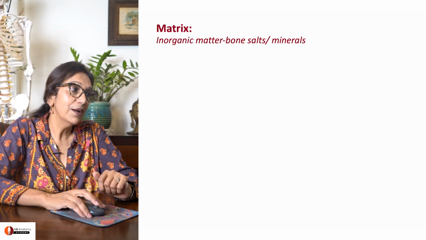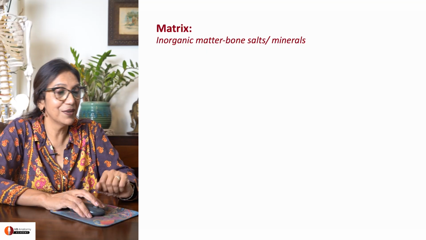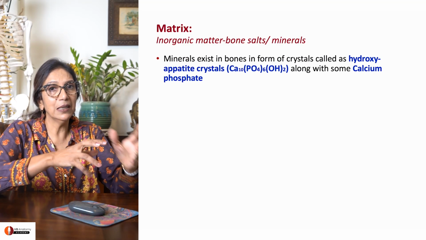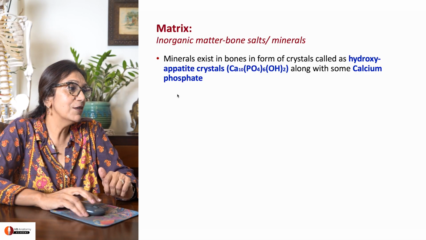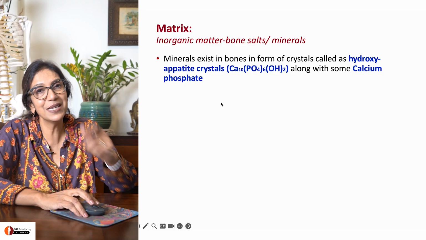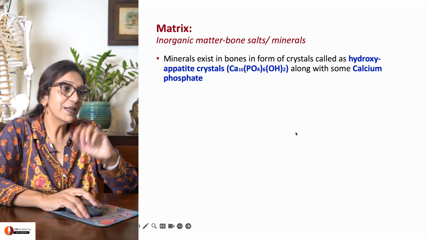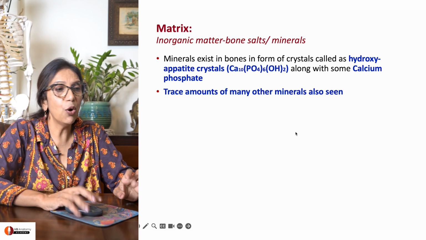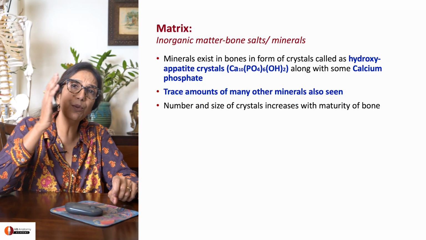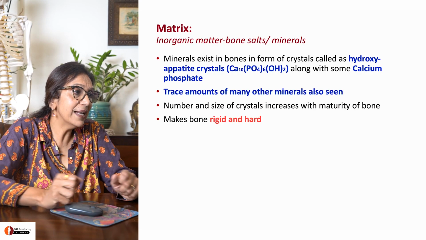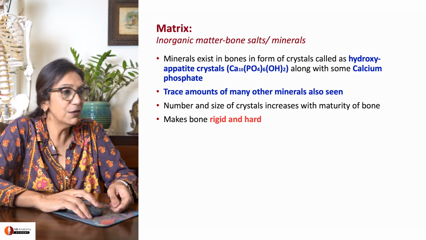But there is also that inorganic part of bone which we have not studied, the mineral part of it. Deposited in the organic part are certain crystals of minerals which are called hydroxyapatite crystals. Please remember the word hydroxyapatite crystals. Along with some calcium phosphate and a lot of other minerals. All this now gets deposited in the bone in between the organic matrix. This makes your bone so hard. And that is what makes it rigid and hard, the unique feature of this specialized connective tissue.